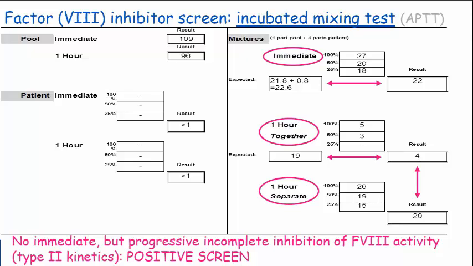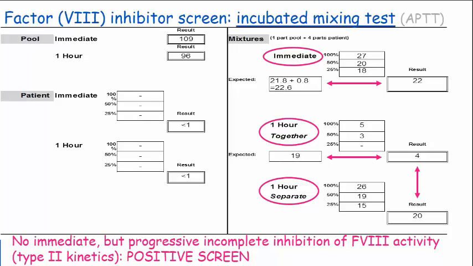We perform an incubated mixing test based on the factor 8 by APTT modification, and we do a 4-to-1 mix to maximize the ability of the antibody to be detected. We know what's in the test plasma, we know what's in the patient plasma. We can therefore predict what you'd expect to get with a 4-to-1 mix, around 20%.